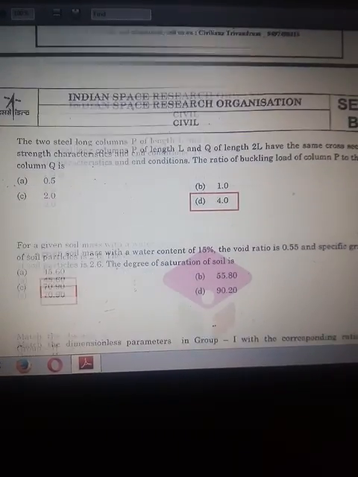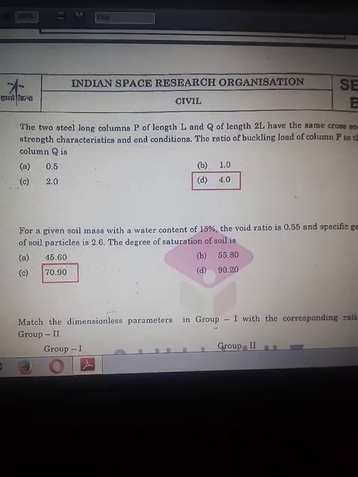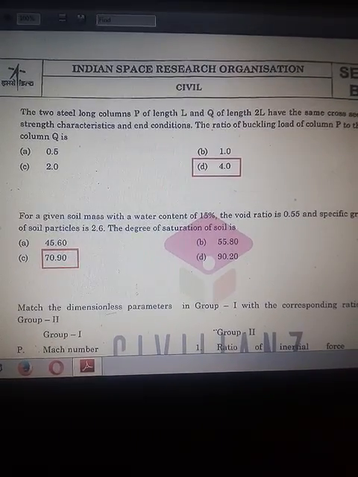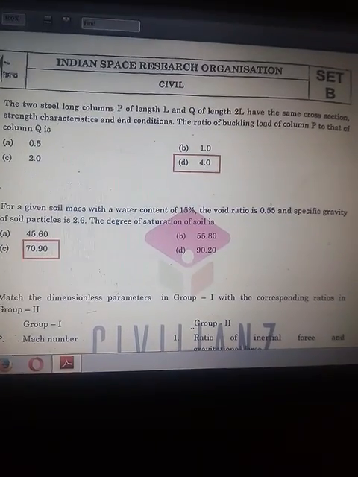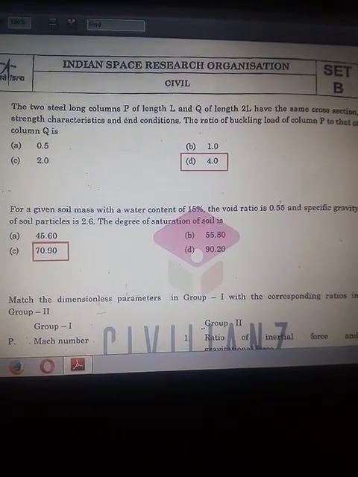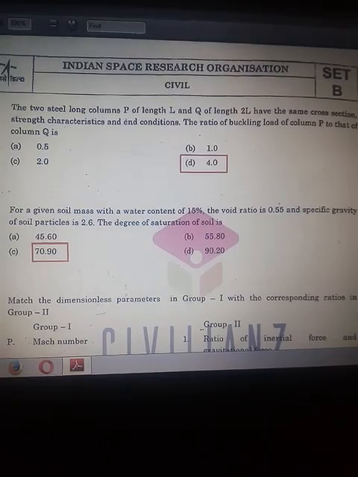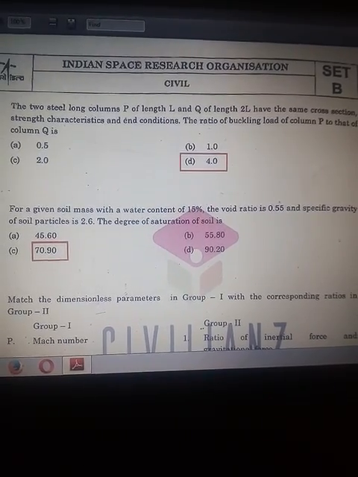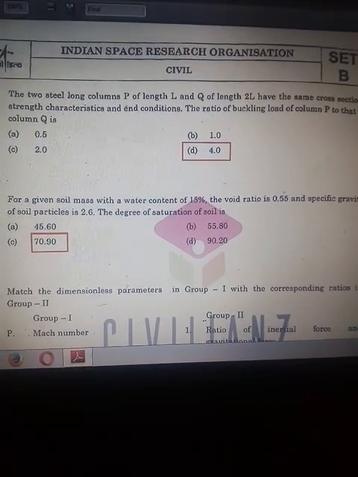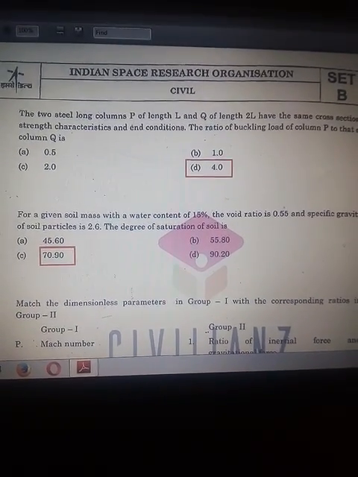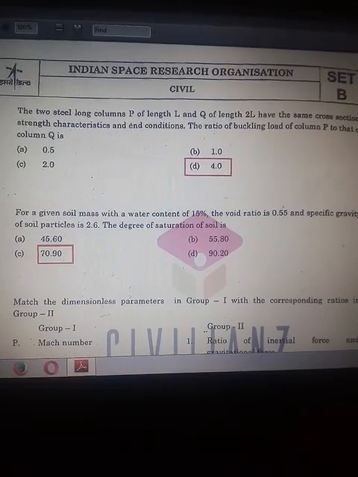Okay, now next question, for a given soil mass with a water content of 15%, the void ratio is 0.55 and the specific gravity of the soil particles is 2.6. The degree of saturation of the soil will be 45, 55.80, 70.9 and 90.20. So the right answer of this question will be C, 70.90.